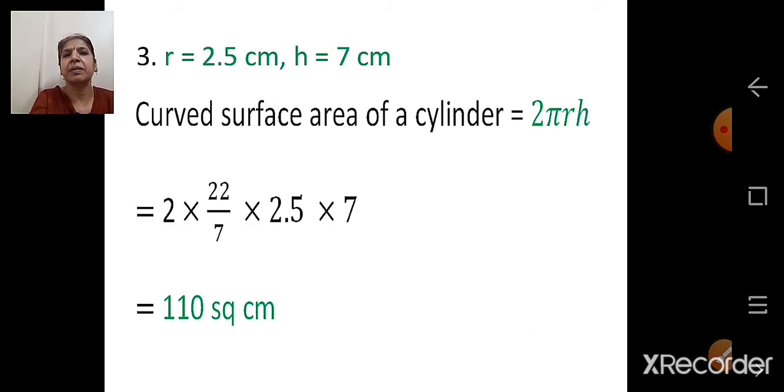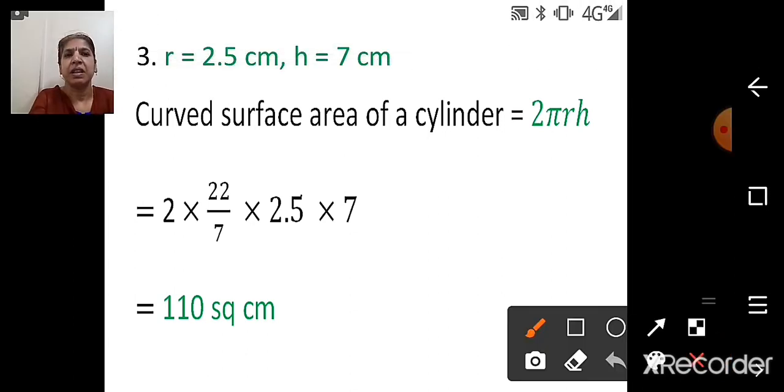Then next sum, third sum. Radius is 2.5 centimeter and height is 7 centimeter. So first thing we will find curved surface area of cylinder. And formula of curved surface area of cylinder is, yes, 2πrh. Children, then what you have to do? Substitute the values. So steps are same. Only your values of radius and height are changing. So here 2 into π, yes, 22 upon 7 into 2.5 into 7.